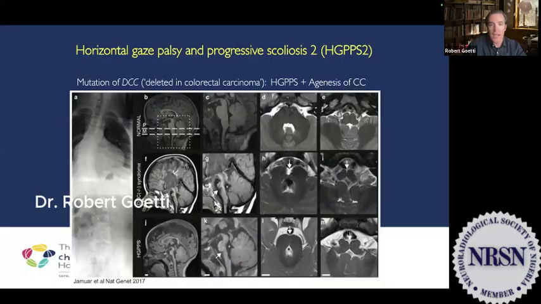There's also a type 2 of horizontal gaze palsy and progressive scoliosis, which is caused by a different gene, the DCC gene. And this looks exactly the same, with the difference that they also have agenesis of the corpus callosum. So if you have that concave pons, think of horizontal gaze palsy and progressive scoliosis. And if you additionally have agenesis of the corpus callosum, think of horizontal gaze palsy and progressive scoliosis type 2.